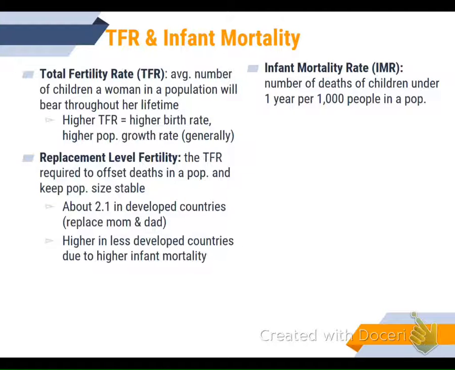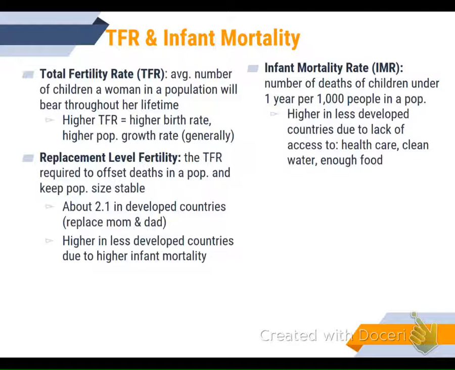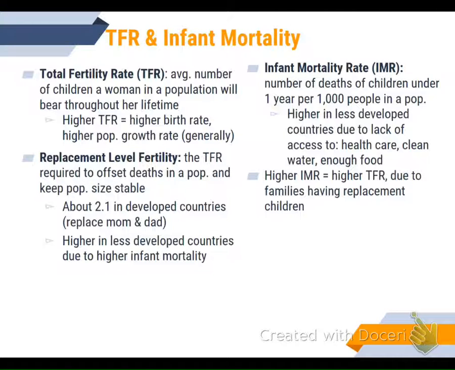Infant mortality rate is the number of deaths of children under the age of 1 per 1,000 people in the population. In less developed countries, it's higher. Why? Because they lack health care, clean water, and enough food. If they don't have those, they're going to get sick and or starve to death. The higher the infant mortality rate, the higher the total fertility rate, because they have to have enough kids to replace mom and dad, especially in a less developed country where the kids later on are going to be supporting mom and dad.